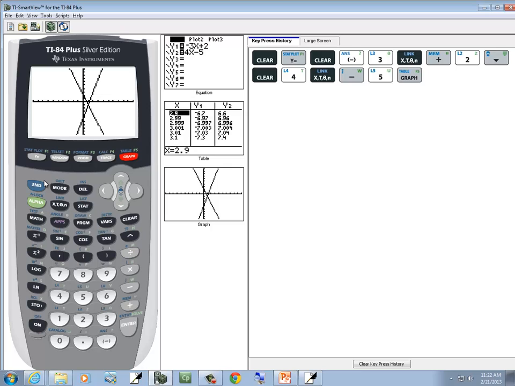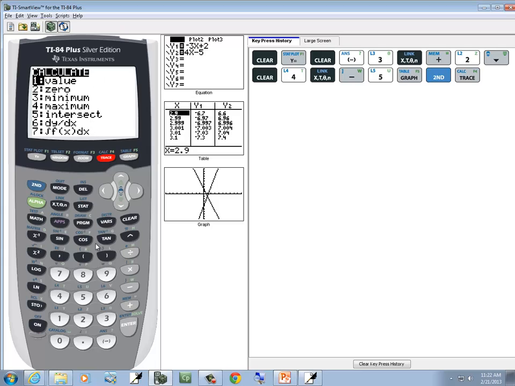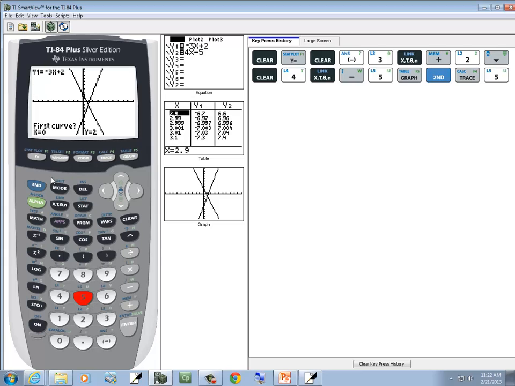You really can't tell. Now, the calculator does have a function for finding the intersection of these. If I did second trace and I chose intersect, it'll come up and ask us for the first curve, and I press enter on that. It'll ask us for the second curve, and I'll press enter on that. It'll ask us for the guess. Now, if you're dealing with lines, like we are here, all you have to do is press enter on this. And see, it tells us the intersection is 1, negative 1.